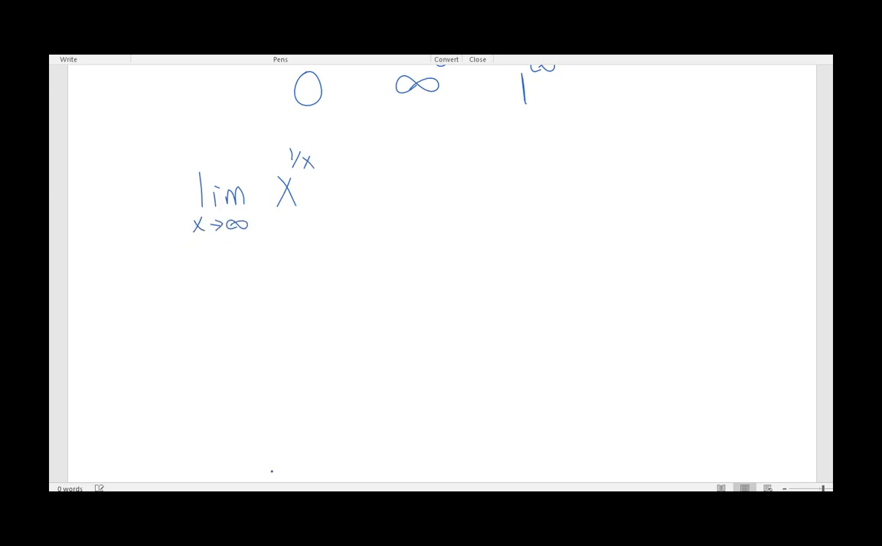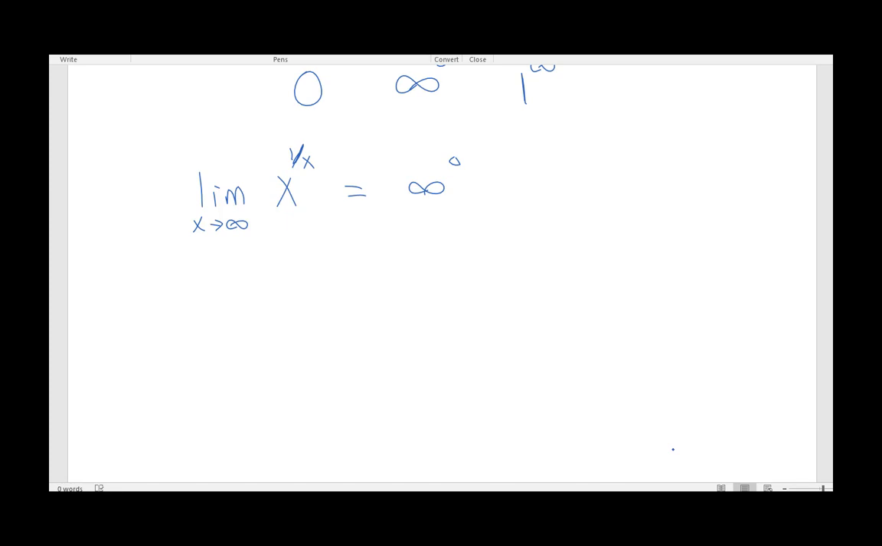Now again, I can't really plug infinity in, right? But as x approaches infinity, in the denominator, x goes to infinity. And then in the numerator, we get 1 over infinity, which goes to 0. So we have that indeterminate power, infinity to the 0 power.